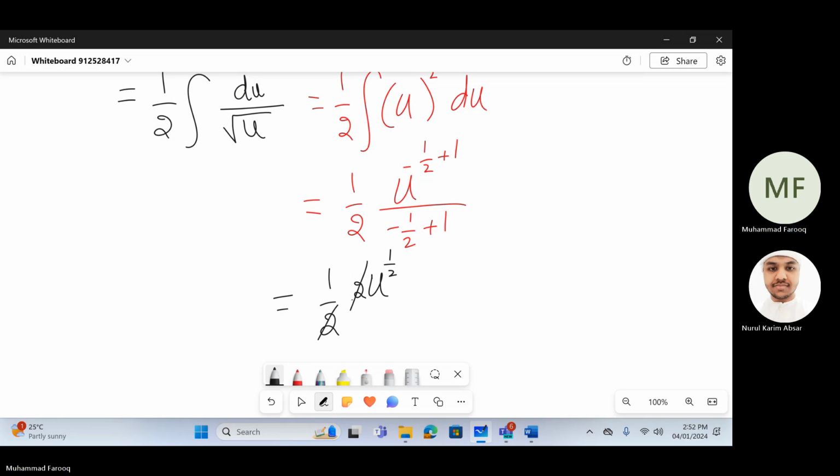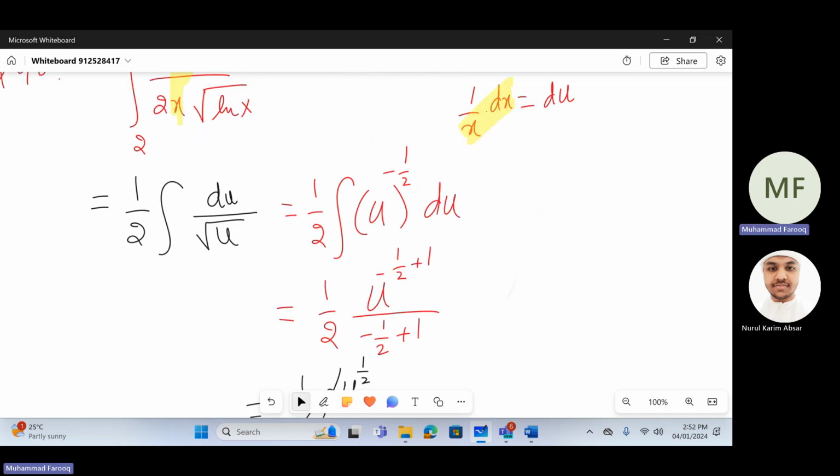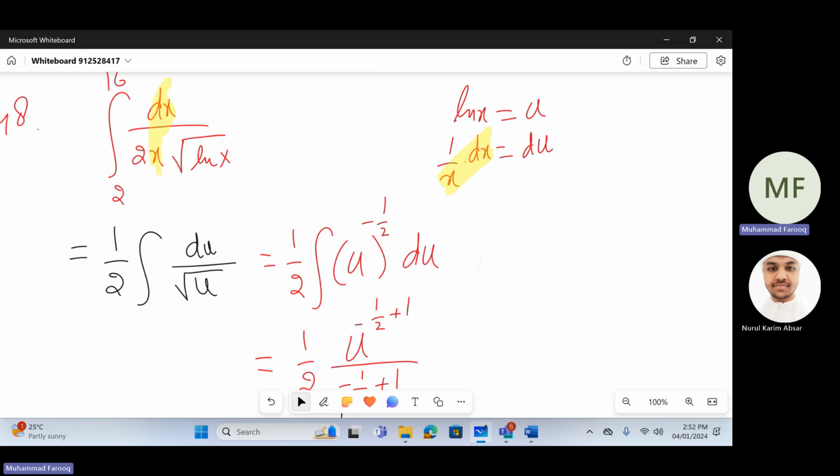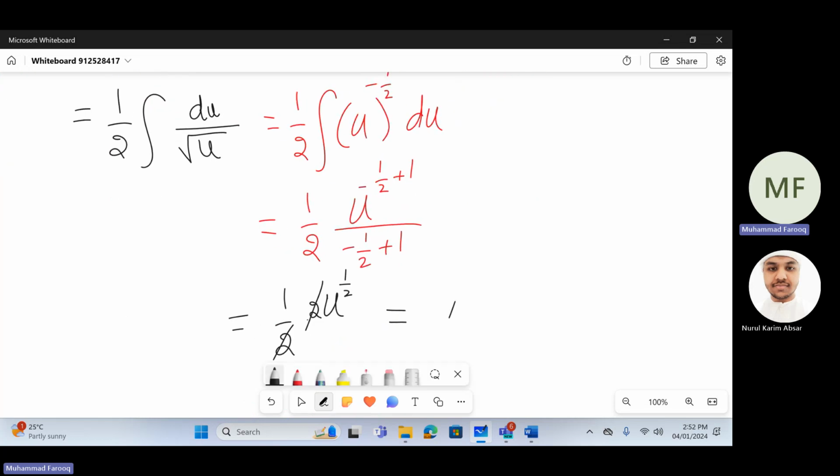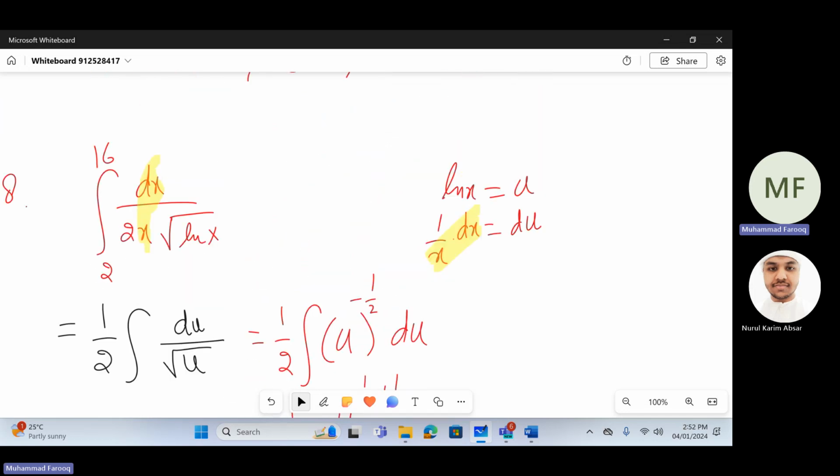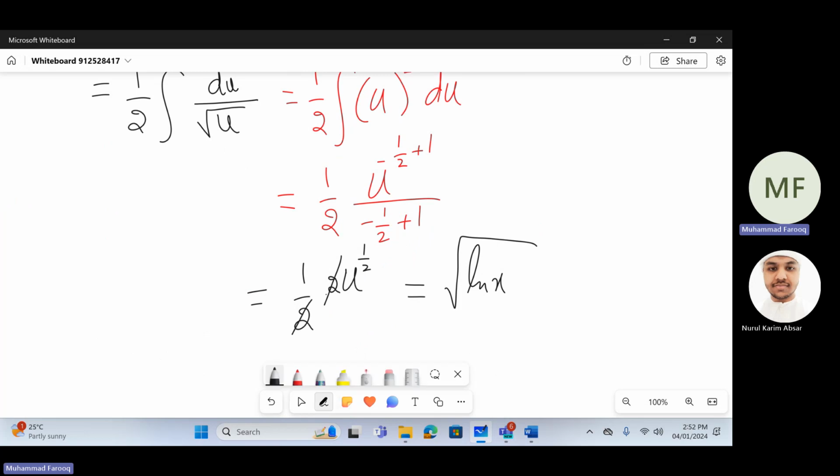Now do one thing, substitute the u value back. What is u? u is ln x. So this u is now ln x, and it has half power. What does half power mean? Square root. Half power means square root, because my u is ln x. Now please don't forget we have limits from where to where? 2 to 16.